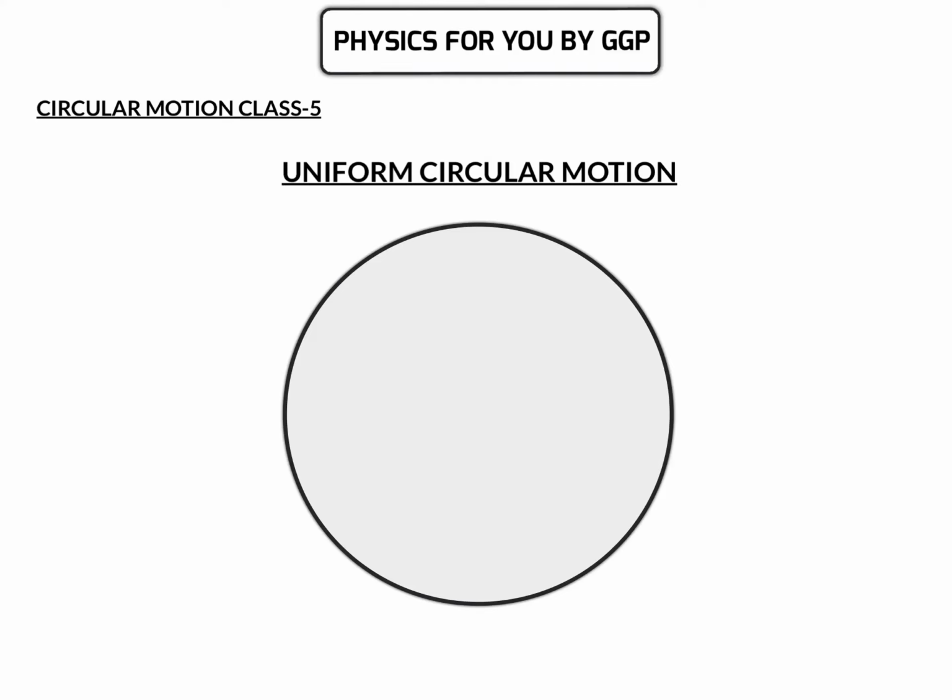Welcome all to Circular Motion Class 5, in which we will discuss uniform circular motion and non-uniform circular motion. In the first part, let us discuss uniform circular motion. Uniform circular motion means if an object is moving along the circumference of a circle with a constant speed, then it is known as uniform circular motion.